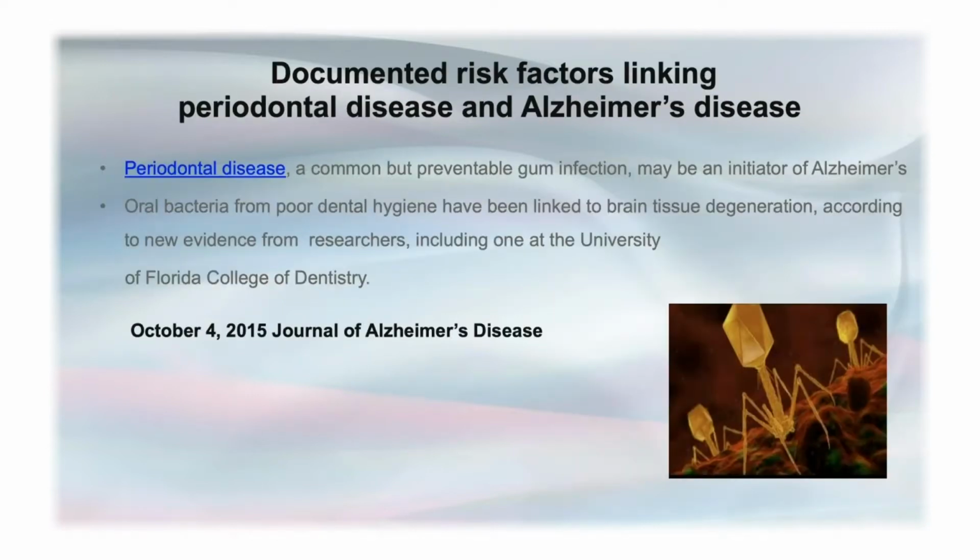But there are risk factors linking periodontal disease and Alzheimer's disease. It's common, but it's preventable. Periodontal disease doesn't have to happen. And when it does happen, it can be treated and stay under control, because it's known as an initiator for dementia. Oral bacteria from poor dental hygiene has been linked to brain tissue degeneration. So we need to educate our patients and let them know, and educate ourselves.